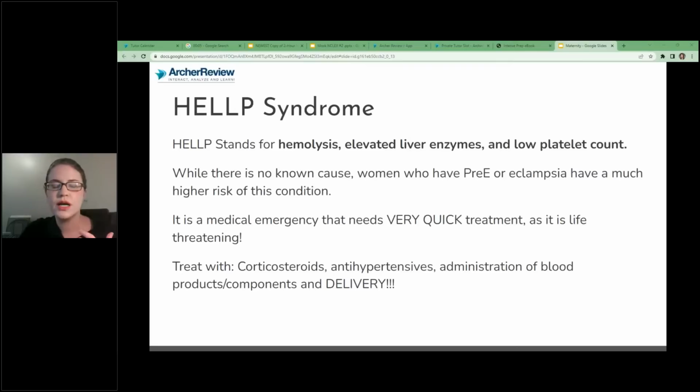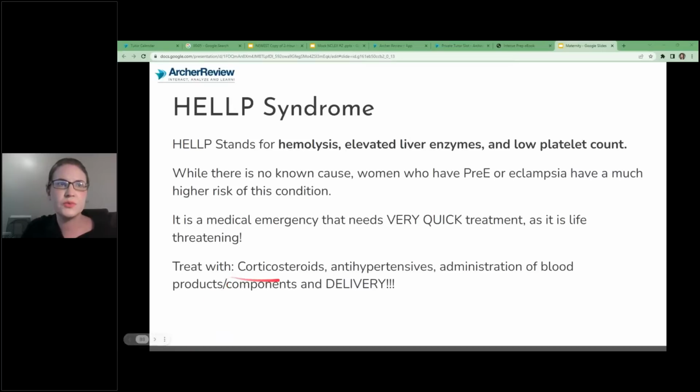Similar to severe preeclampsia. You can get epigastric pain because it causes your liver enzymes to rise, so the liver becomes inflamed. You get nausea and vomiting. You can get severe headaches like you do in preeclampsia. You can get blurry vision, severe swelling. So very often this gets mistaken for preeclampsia, but it's much, much more severe.